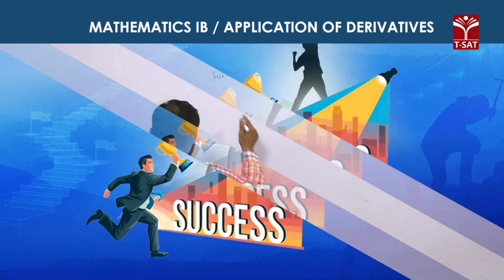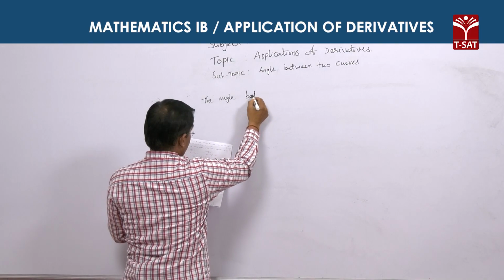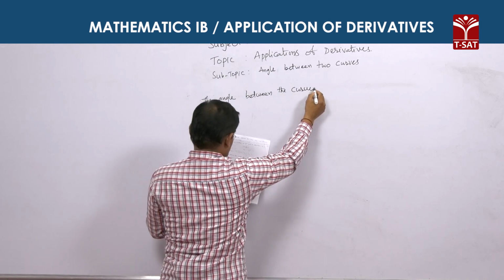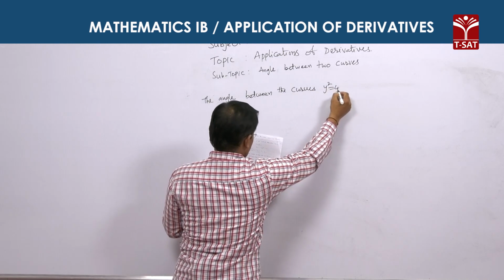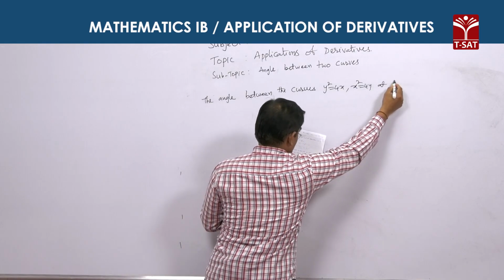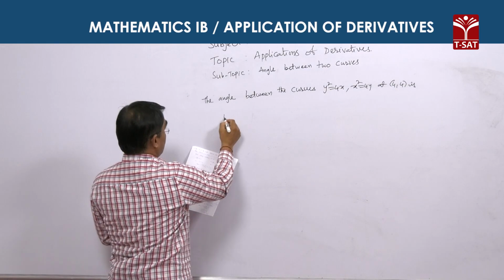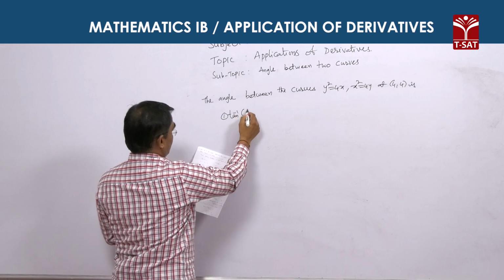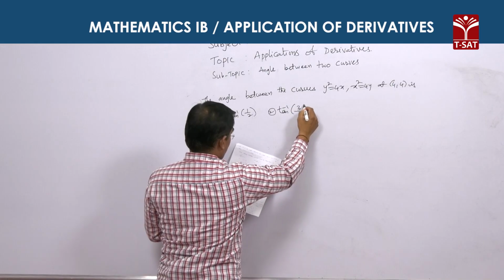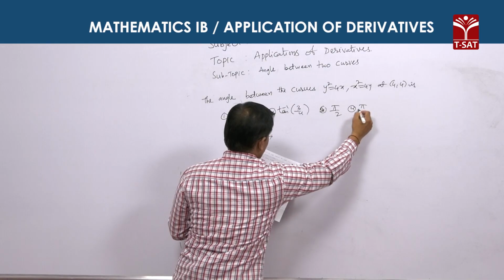Next problem: the angle between the curves y² = 4x, x² = 4y at the point (4, 4) is dash. First response is tan inverse 1 by 2. Second response is tan inverse 3 by 4. Third one is 90 degrees. Fourth one is 45 degrees.